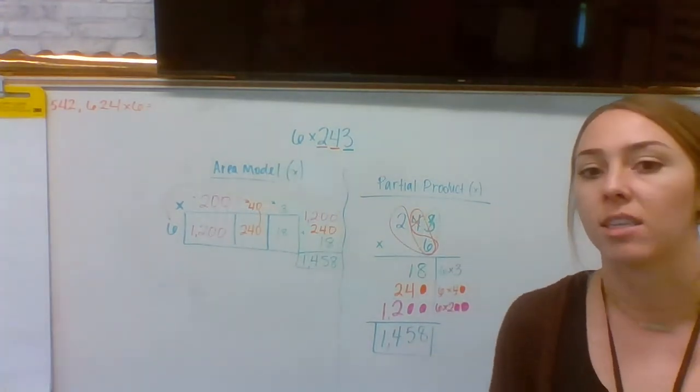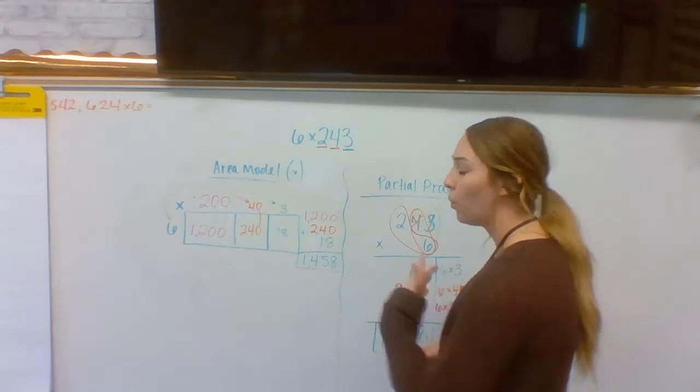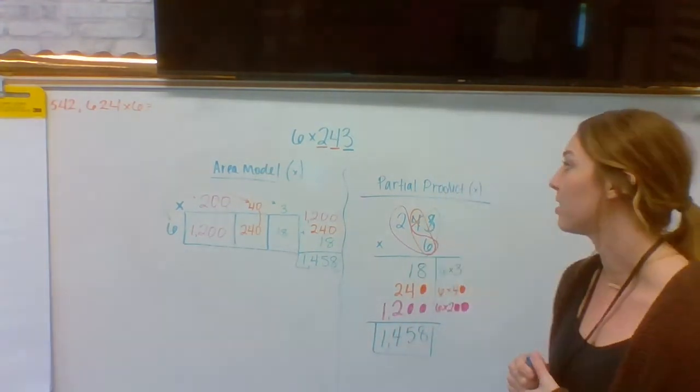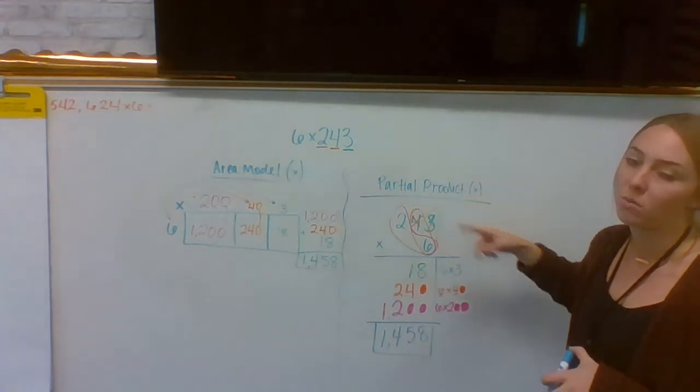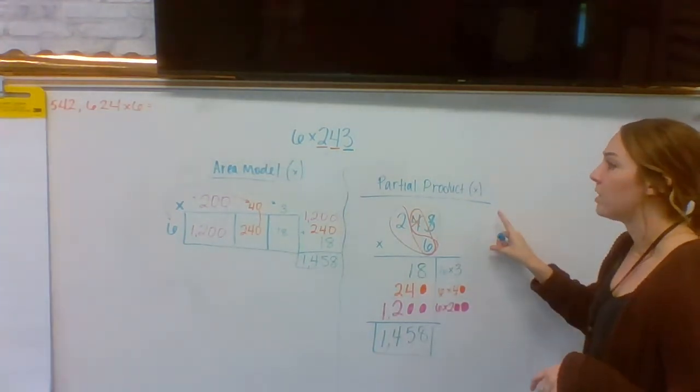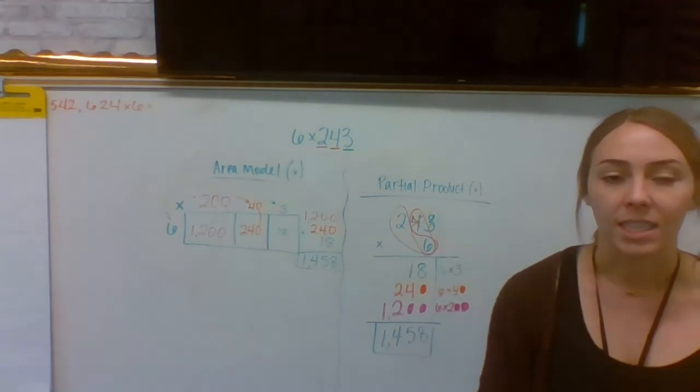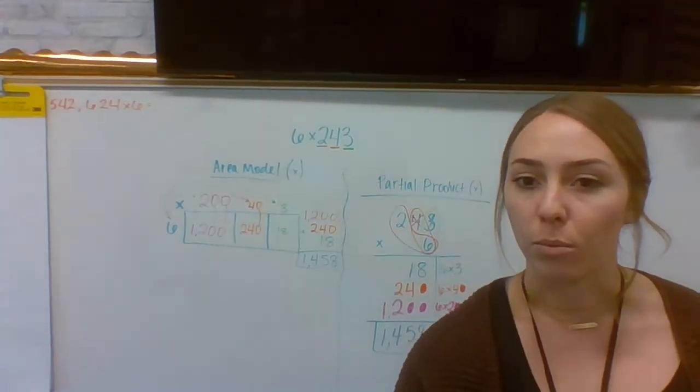The good thing about having 2 strategies is that you could actually use both of them to make sure your answer is correct. Odds are, if you get the same answer twice, you probably have the right answer. So that's partial product. Remember, product means the answer to a multiplication problem with 3 digits. You guys are going to practice this a little bit more today, and tomorrow we will move up a digit.